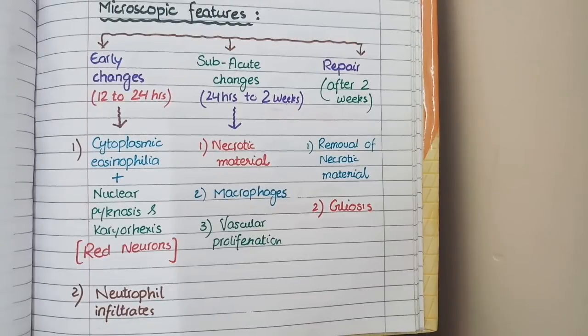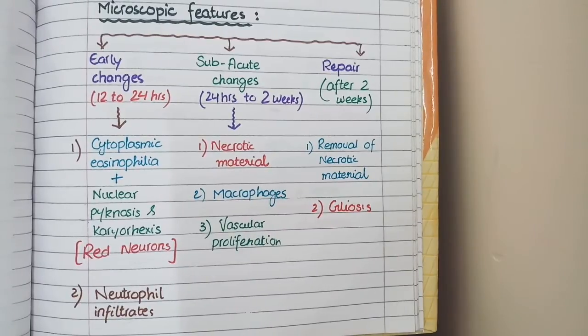And as these macrophages keep on performing their duty, there is vascular proliferation. The vascular proliferation is the hallmark or precursor of granulation tissue formation. So up to 2 weeks you see infiltration of chronic inflammatory cells that are macrophages and appearance of vascular proliferation, which will eventually become granulation tissue.